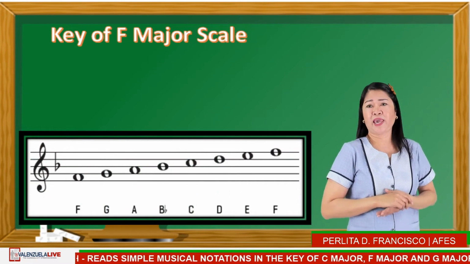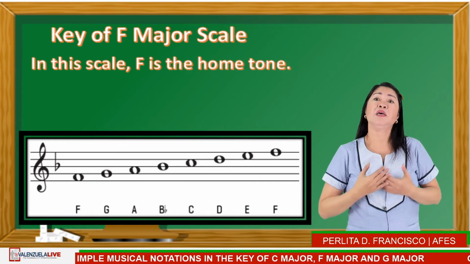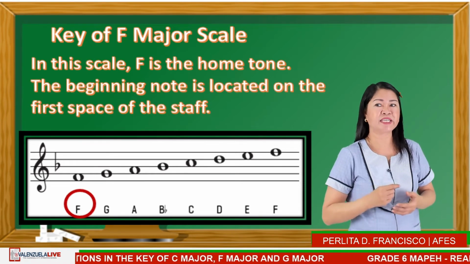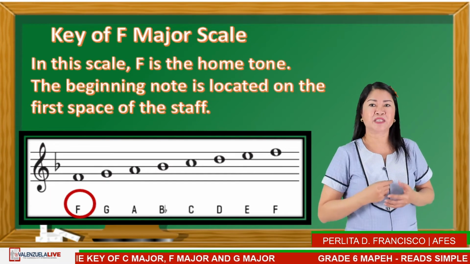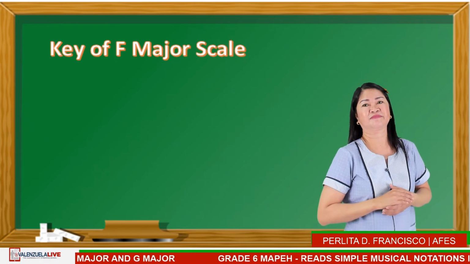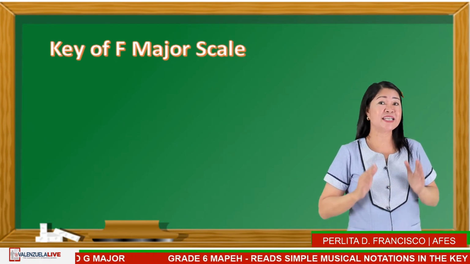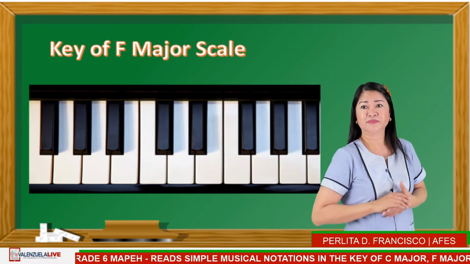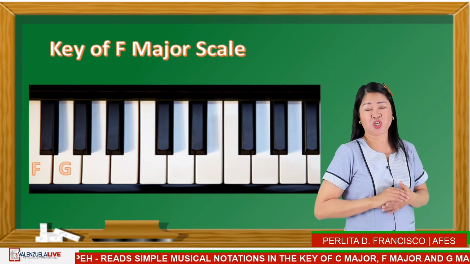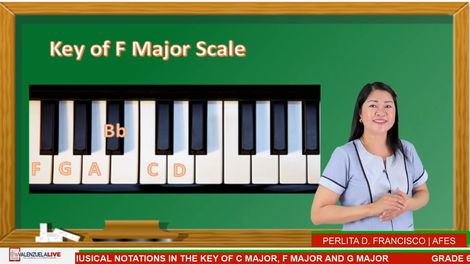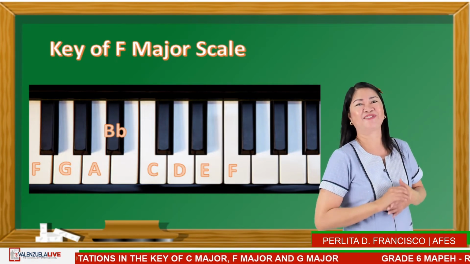So in this scale, F is the home tone. The beginning note is located on the first space of the staff. So let us listen to the key of F major scale. F, G, A, B flat, C, D, E, F.